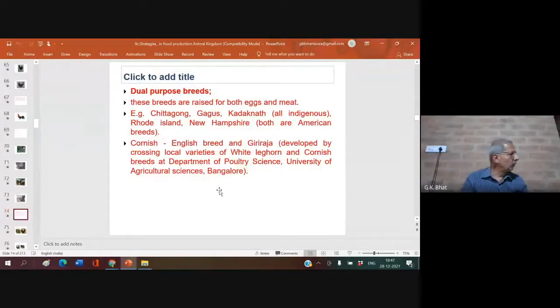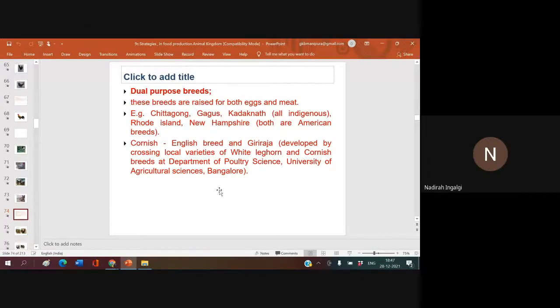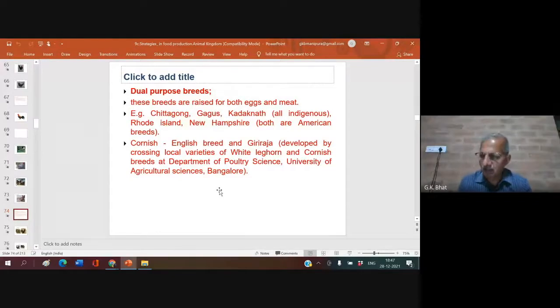Now let us look into what is known as a dual purpose breed. These breeds are raised for both eggs and meat. Just as we saw, layers are for eggs, and which is for the meat? Nadira. Which one is for the meat? What do you call that? Nadira. Broiler. Not boiler. Broiler. Okay, broiler for the meat.